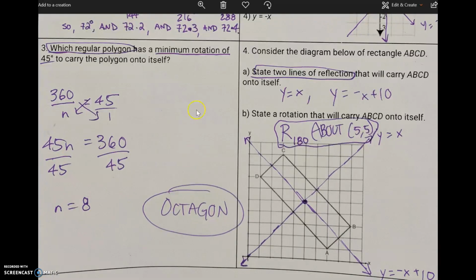Last but not least, 2 lines of reflection. We just draw the lines and figure out the equations, and luckily most of the time these equations are going to have the same slope. It's either +1 or -1, and we just look for the y-intercept. In this case 10, in this case 0. You also could have rotated this shape 180 degrees about 5,5. That's the center of rotation here. You could not have used 90, because then it would look different.